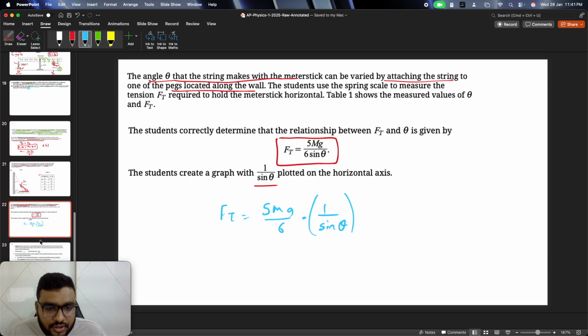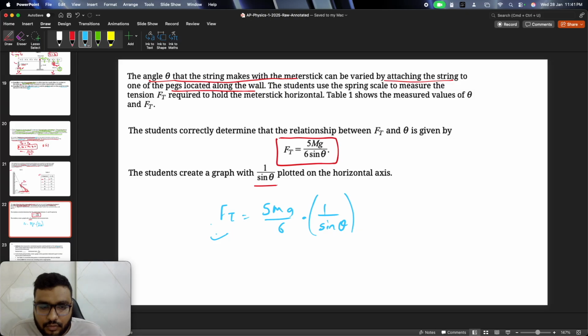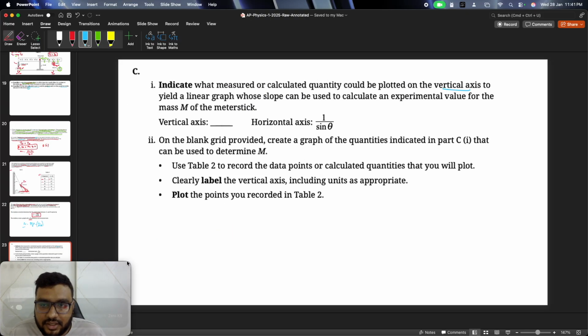Now let's read the question. What does it say? Indicate what measured or calculated quantity could be plotted on the vertical axis. So definitely on the vertical axis, which quantity should be there? F_T, whatever the force is. I can say on the vertical axis, it should be F_T.